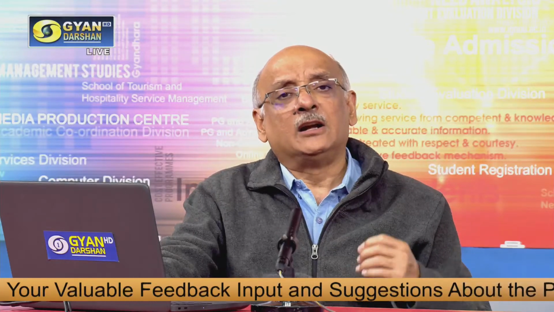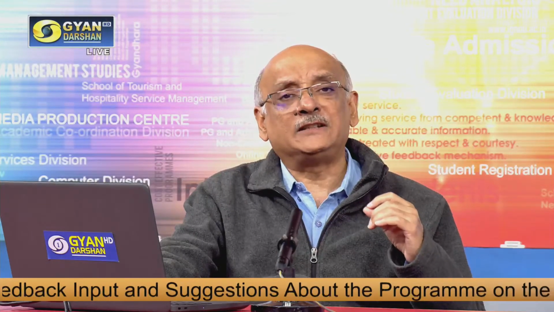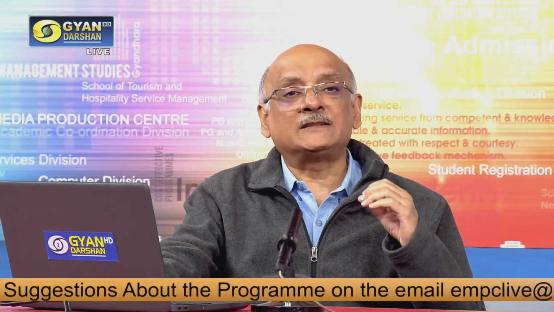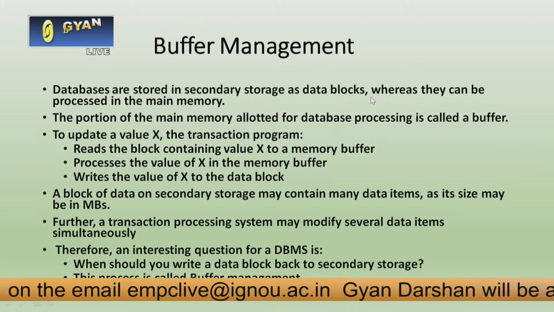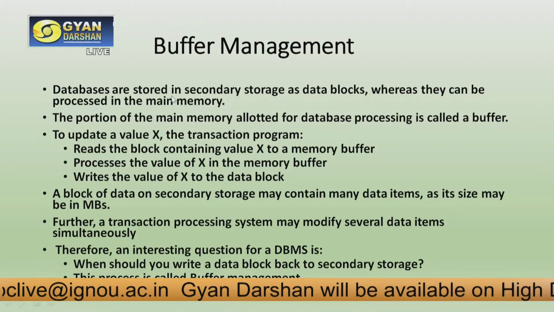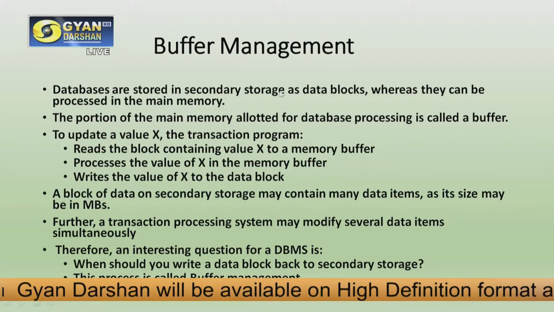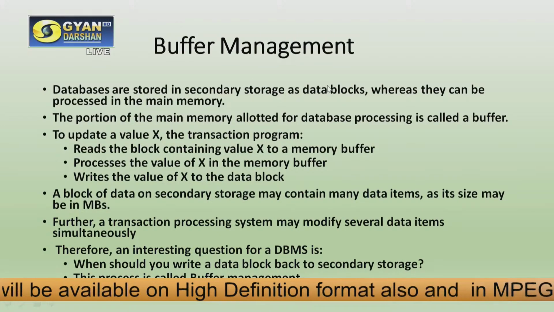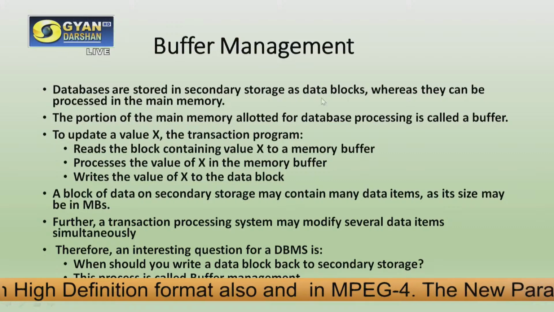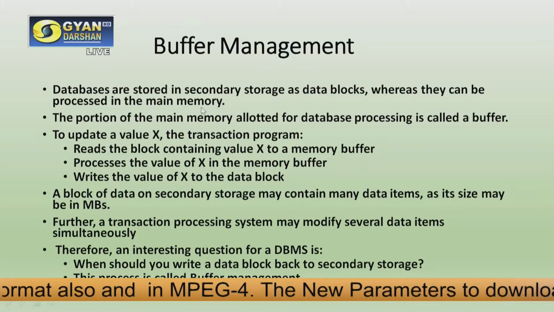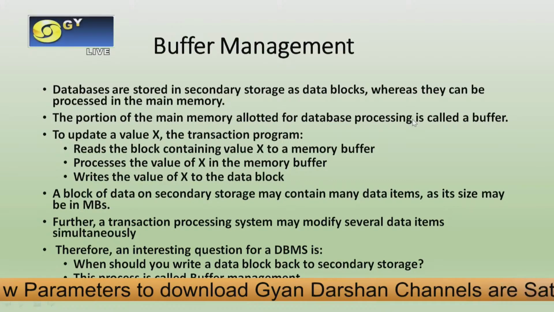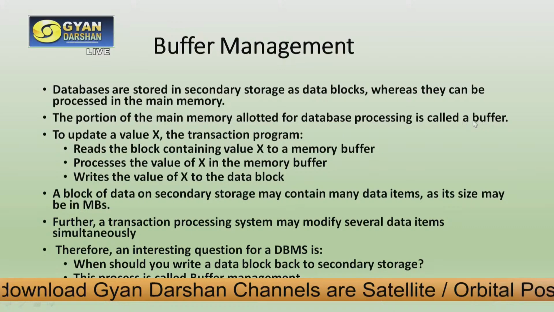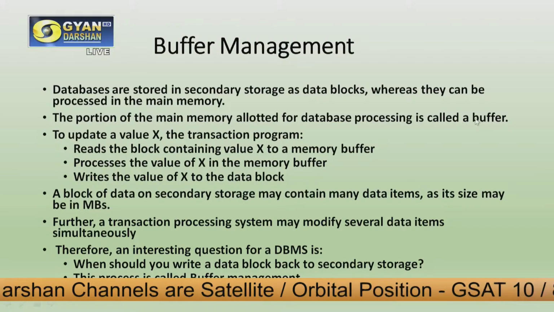In addition to commit and rollback, the transaction also has a feature called buffer management. Now, buffer is an important term. Databases are stored in secondary storage as data blocks, whereas they can be processed in the main memory. So data is in the secondary storage device, that is our hard disk. Okay, but processing can take place only in the main memory, right? So the portion of main memory allotted for database processing is called a buffer, right? So the buffer is the place where all the updating of data is going to take place.